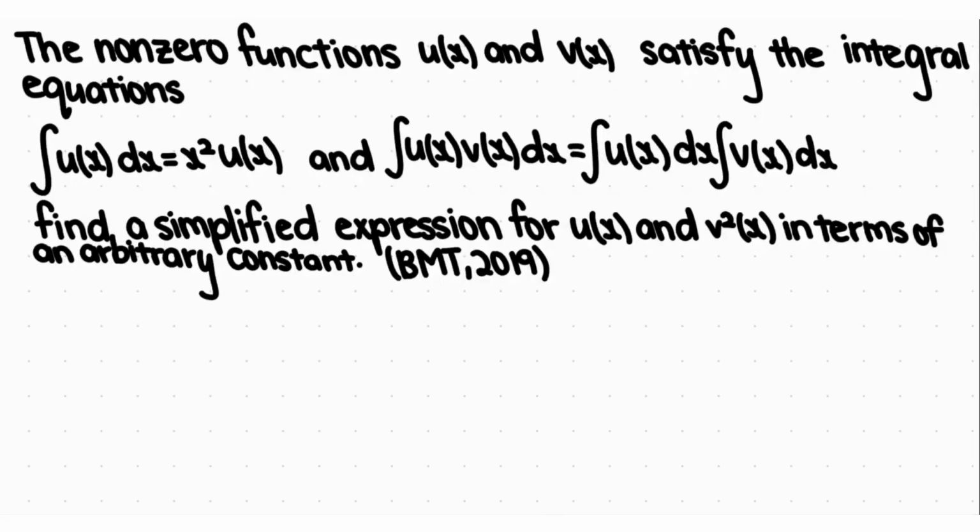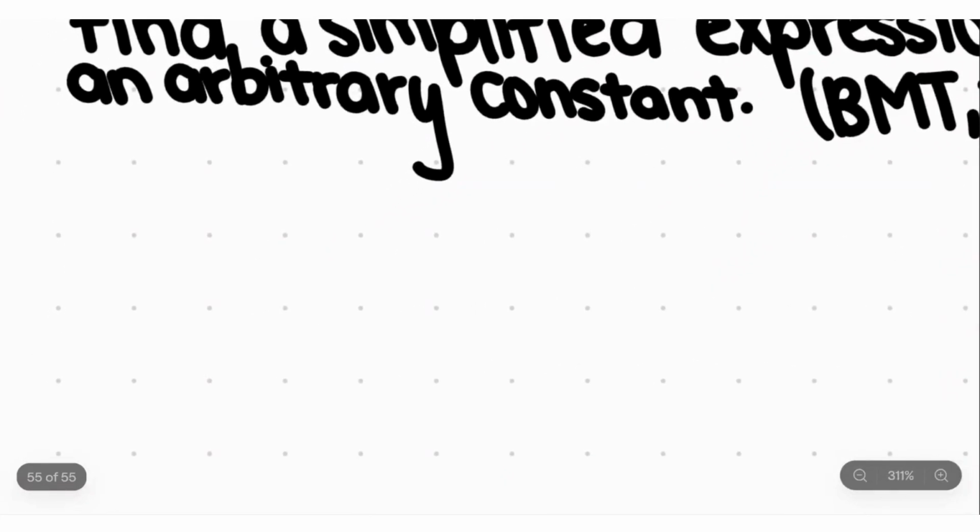Hello, so today we're going to be doing this integral equation from Berkeley Math Tournament. The question reads here: the non-zero functions u(x) and v(x) satisfy the integral equations, the integral of u(x) with respect to x equals x squared times u(x), and the integral of u(x)v(x) with respect to x is equal to the integral of u(x) with respect to x times the integral of v(x) with respect to x. And they want us to find the simplified expression for u(x) and v squared(x) in terms of an arbitrary constant. So I will start with u(x) first, and I'll be using this piece of information in the question to find it.